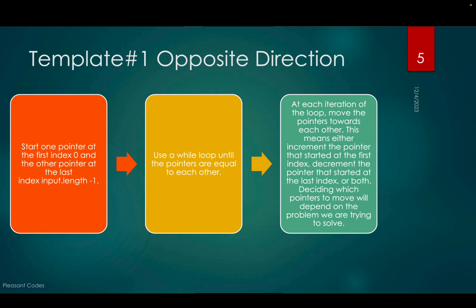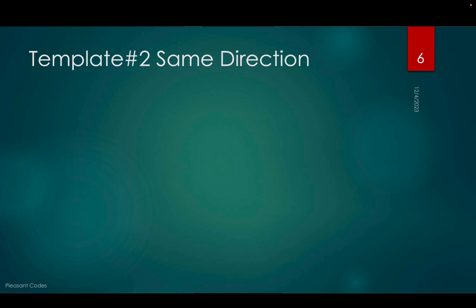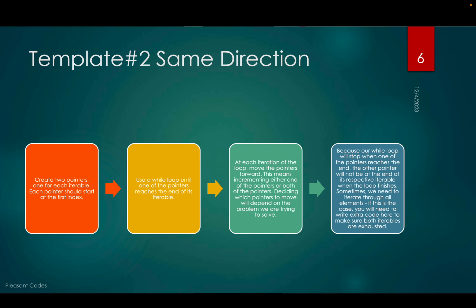Okay, so number one is the opposite directions. In that, what you have to do is start one pointer at the first index, let's say 0, and the other pointer at the last index, that's the input length minus 1. And then use a while loop until the pointers are equal to each other or one of them is exhausted. So this is exactly the same template which we have seen in the previous example when we checked whether a string is a palindrome or not, right?